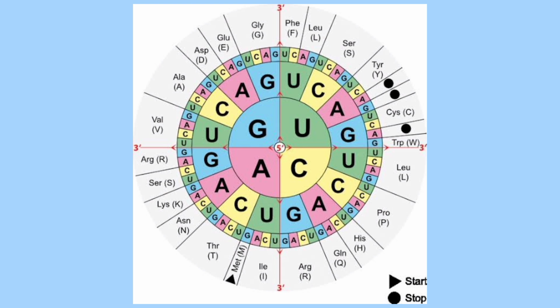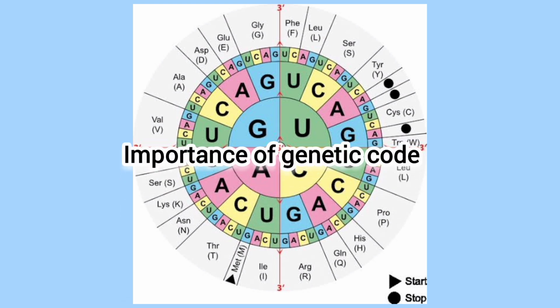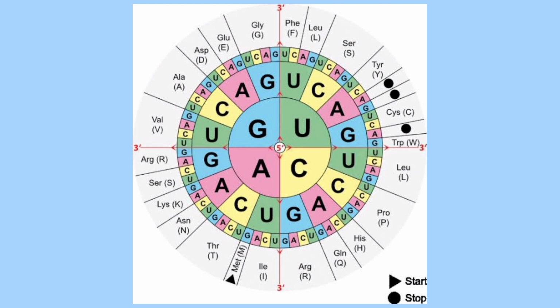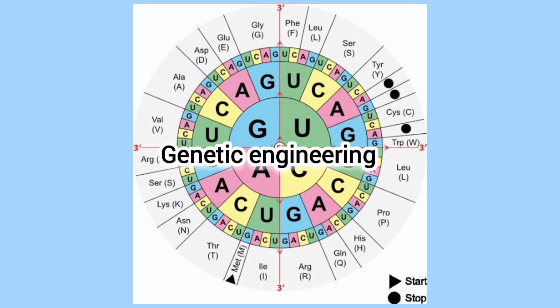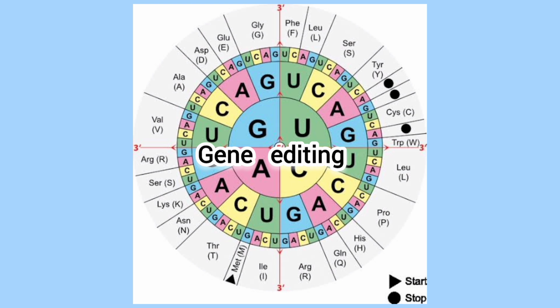Now, coming to the importance of the genetic code. The genetic code is essential for life. It controls how cells produce proteins that perform functions such as metabolism, growth, and repair. Understanding the genetic code has also allowed scientists to develop modern technologies like genetic engineering and gene editing. One powerful gene editing technology is called CRISPR, which allows scientists to modify DNA with great precision.